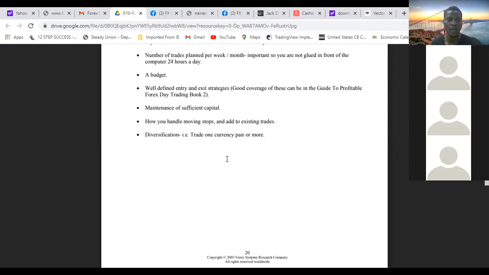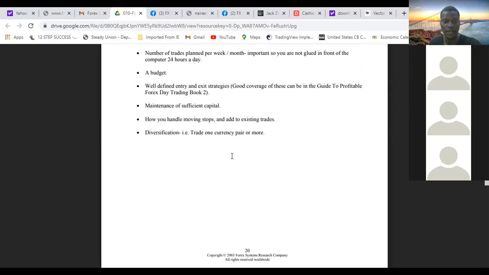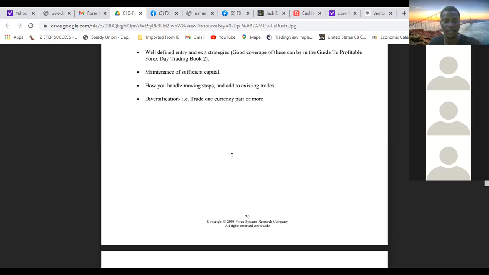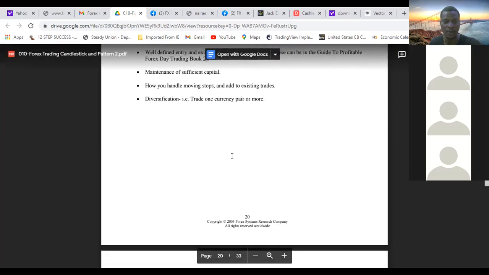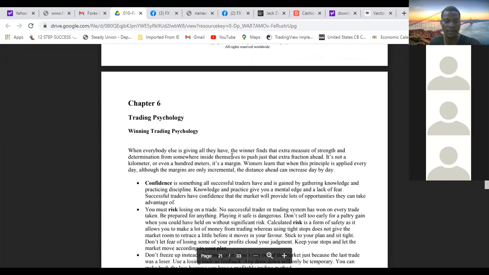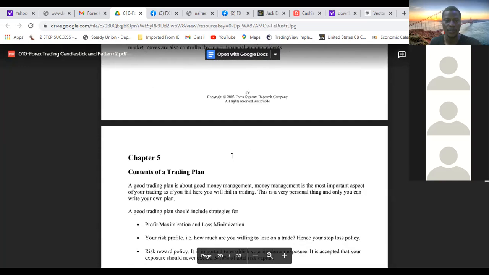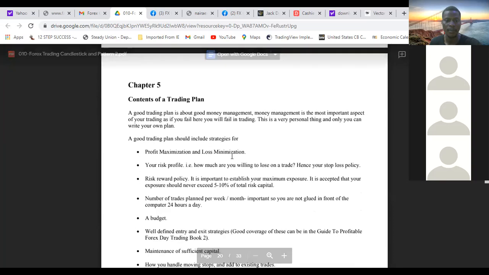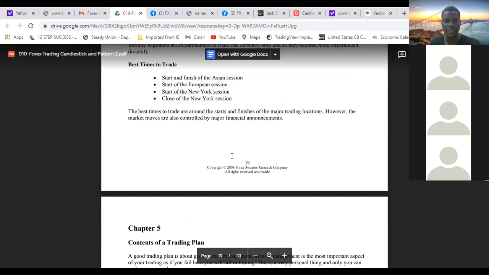Then a well-defined entry and exit strategy, which we have covered. So I'm going to go more on the entry and exit strategy and why you should enter at a certain level, and how you can handle your stop loss and take profit. Okay, so we'll move to the charts.